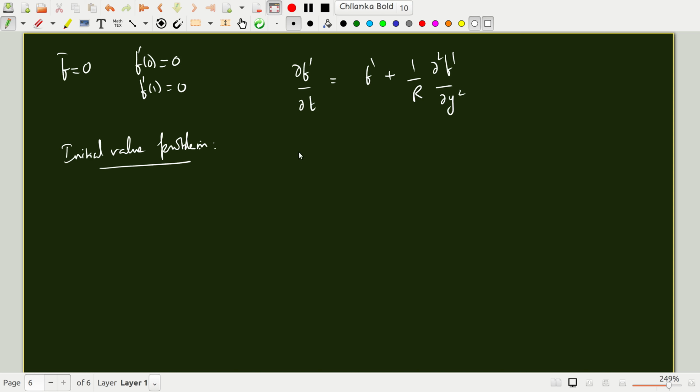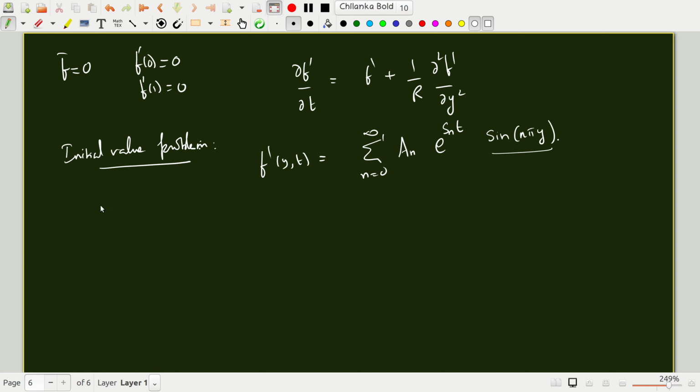How will you do this? You will say that f prime of y, t is nothing but the summation n equals 0 to infinity of some constants a n e to the s n t. This is the eigenfunction expansion, because you know that f prime is a function of y and t. It has to satisfy 0 boundary conditions. So, the eigenfunctions are sin n pi y. The time dependence has to be exponential, and there will be some constants which will be fixed by the initial condition.